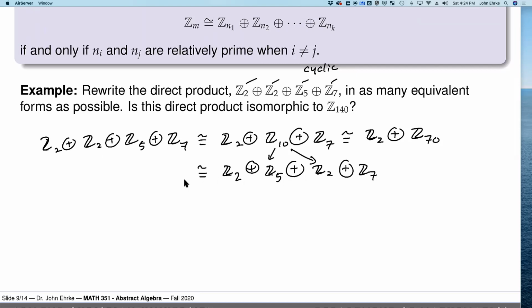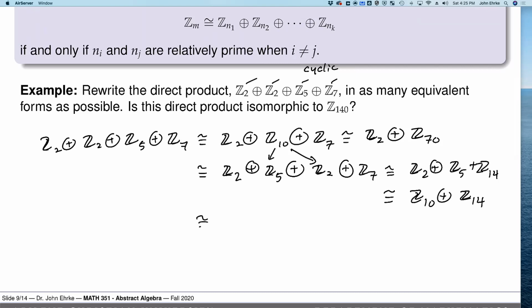So I could switch the orders of the elements here. Then Z2 and Z7 are next to each other. Those are relatively prime. So I could do Z2 plus Z5 plus, let's say, Z14. That's fine. 14 and 5 are relatively prime, but that would give me what I had right here. So I'm not going to write it down any different, but 2 and 5 are relatively prime. So this would give me Z10 direct product Z14.